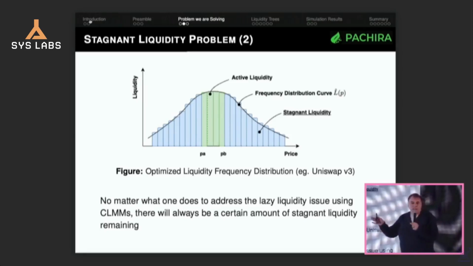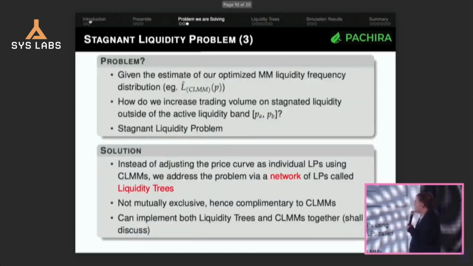There are, as I covered, many concentrated liquidity market makers that are trying to achieve this. But no matter what one does to address this lazy liquidity issue, we'll always have a certain amount of stagnant liquidity left over. So how are we going to get at that liquidity? The problem is, given our estimate of our optimized market maker liquidity frequency distribution, L hat, how do we increase the trading volume? We call this problem the stagnant liquidity problem.